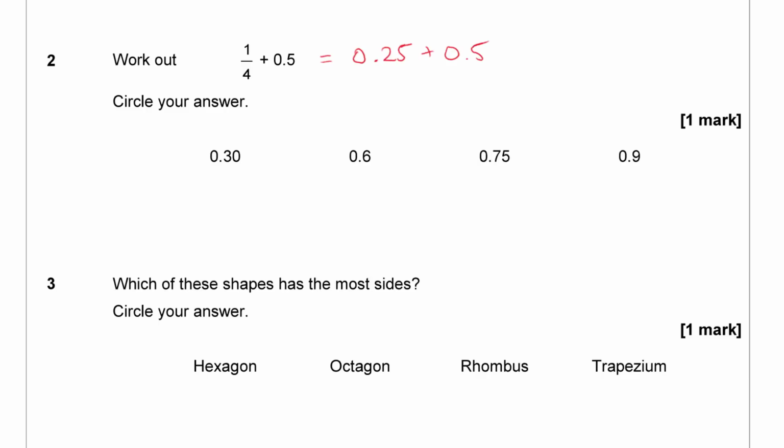So 0.25 plus 0.5. Okay, now when you're adding numbers that are decimalized, just make sure that you line them up properly. So you line up the decimal points above each other when you add. So that's going to give you 0.75, isn't it? It's that one there.